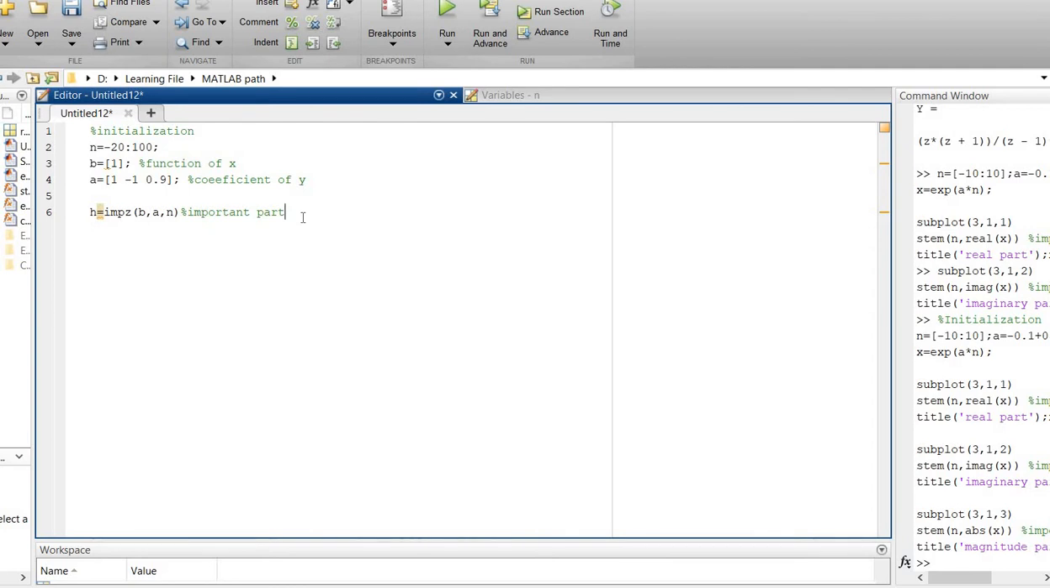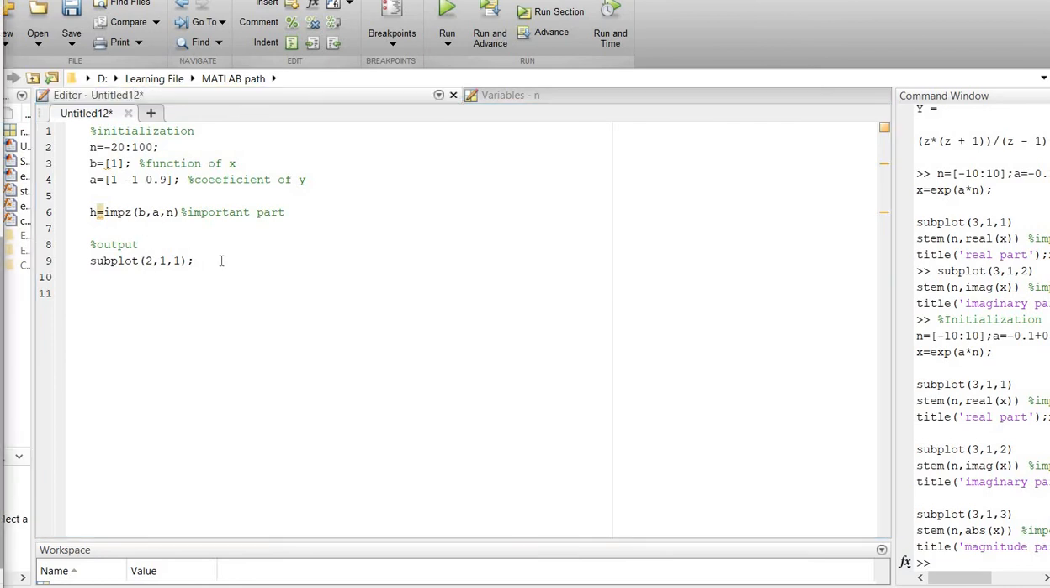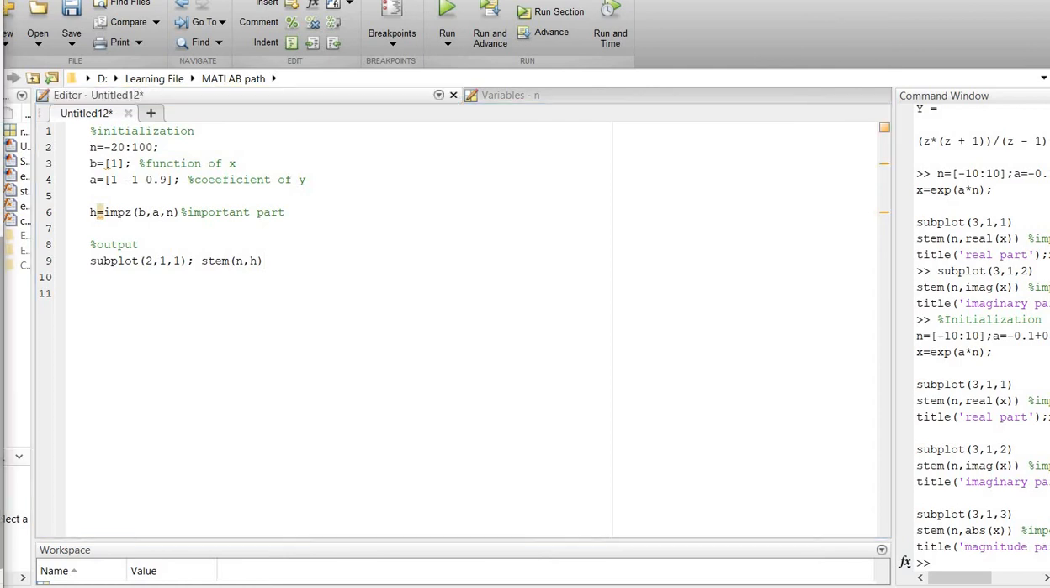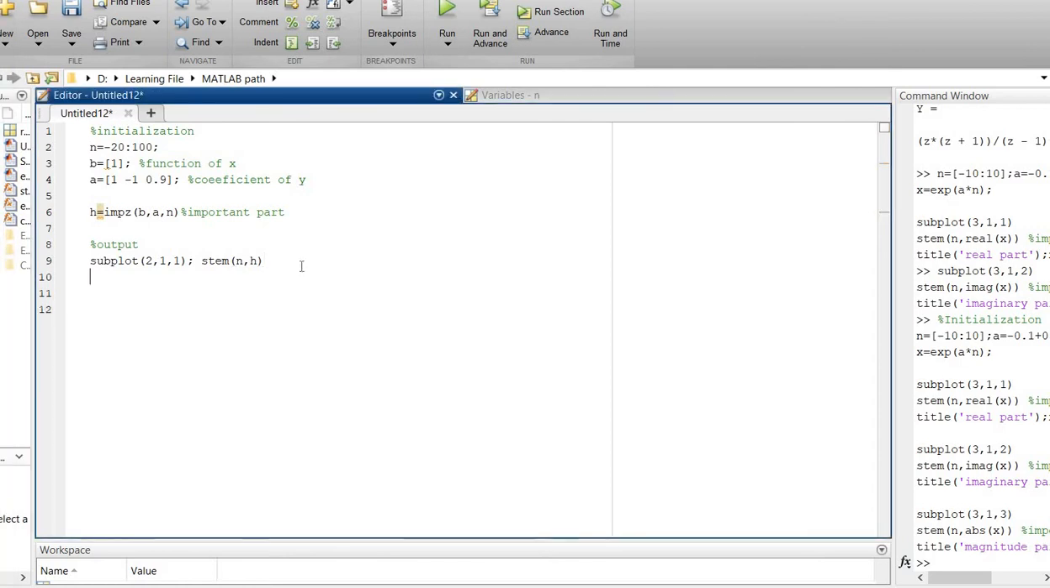After that, we're just going to plot the output. We're going to use the subplot and a stem to plot this one, and then the title and the label. Okay, so far so good. Let's try to evaluate this one.